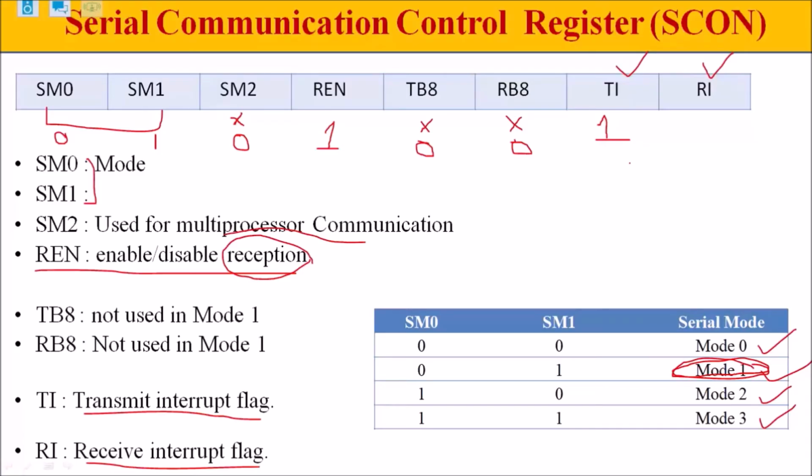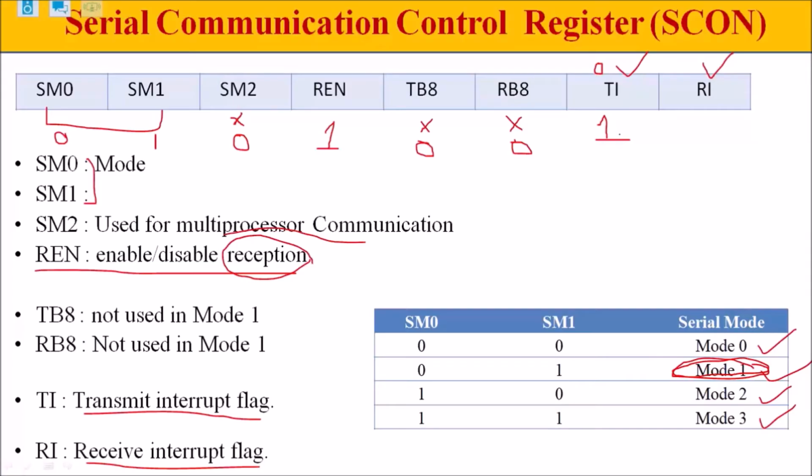So 1 is stored here. After transmitting one character, the user can check this TI bit. If it is 0, what does it indicate? Data is transmitting. Data transmission is in process. If it is 1, it indicates that the character is transmitted completely. Now you can transmit a second character.